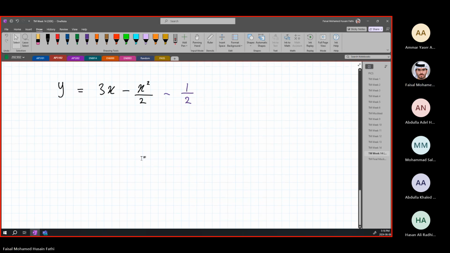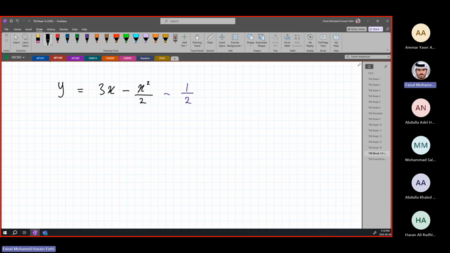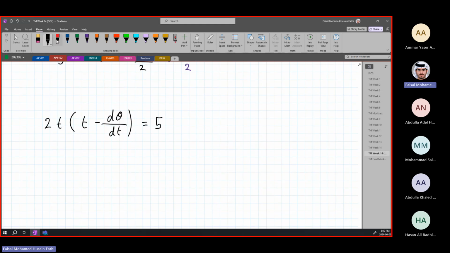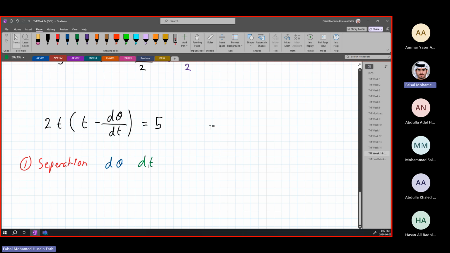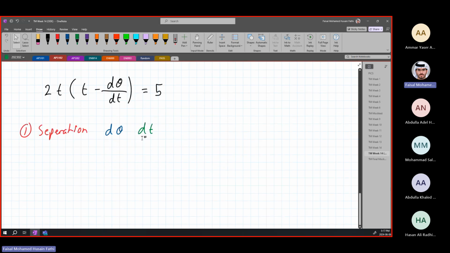Let's look at something like this, where we have 2t minus d theta by dt is equal to 5. All right. Again, the steps do not change. Your first step will be separation. Separation meaning you want d theta by itself and dt by itself, each on one side of the equation. And all your t values should be on the side of dt, and all your theta values, if any, should be on the side of d theta.